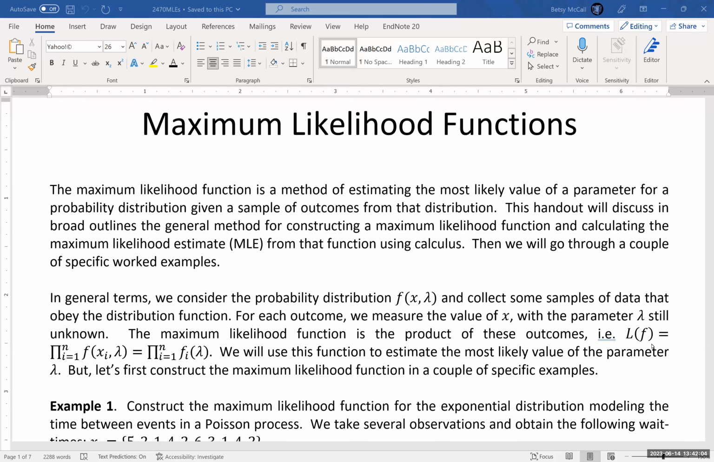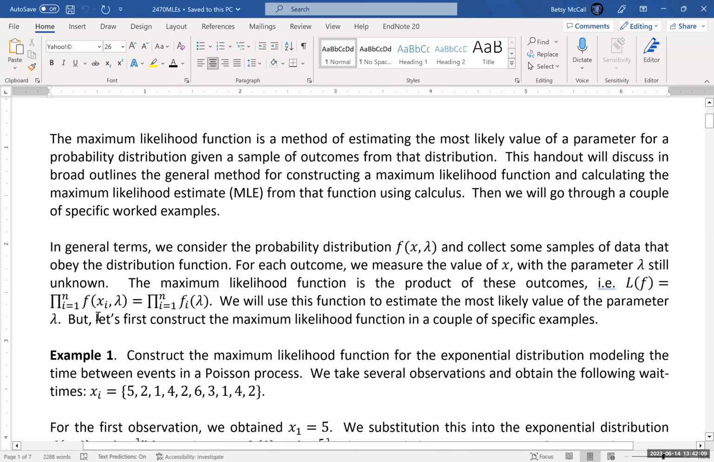The maximum likelihood function is essentially the product of a series of outcomes. We express the probability of a particular outcome using a distribution with a particular unknown parameter, and then we multiply the outcomes that we get with the observation value filled in, but the parameter still unknown. So typically when we're solving for probability distributions, we know the parameter and we're trying to find the X value that satisfies a particular condition. This is the reverse scenario.